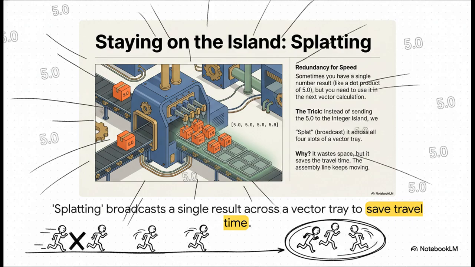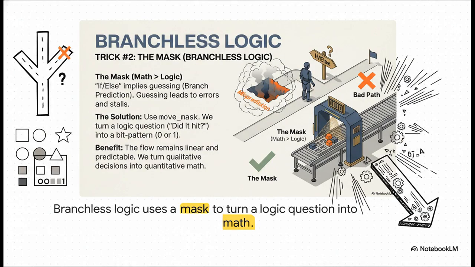So the number one rule of optimization becomes: stay on the factory floor for as long as you possibly can. And there's a clever trick for this called splatting. Let's say a calculation gives you a single number, like 5.0. Instead of sending that one number on a long trip across the bridge, you just broadcast it, or splat it, across all 4 lanes of a brand new cafeteria tray. Yeah, it feels a little redundant, but you save all that costly travel time, and most importantly, you keep the assembly line moving.